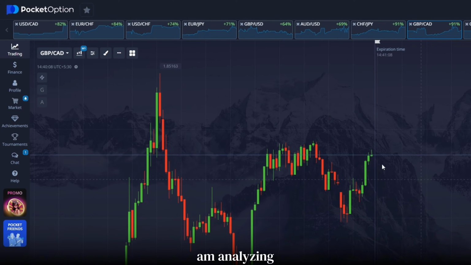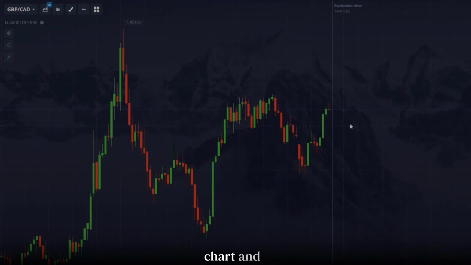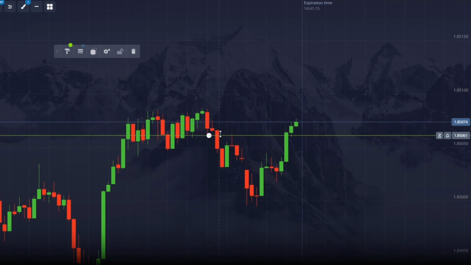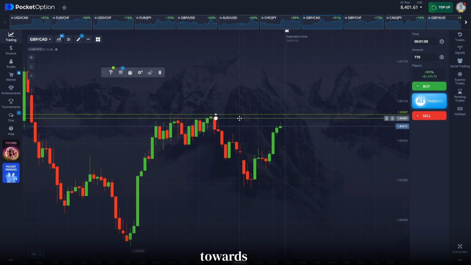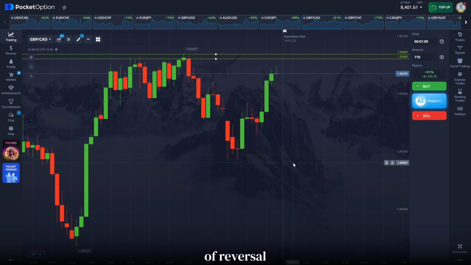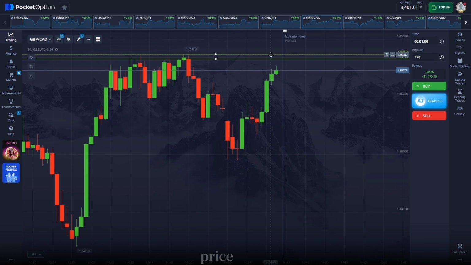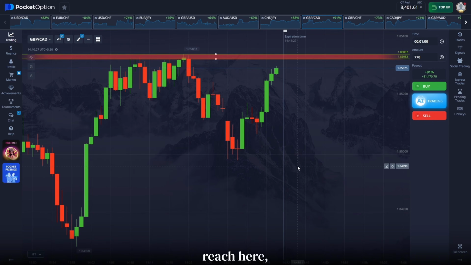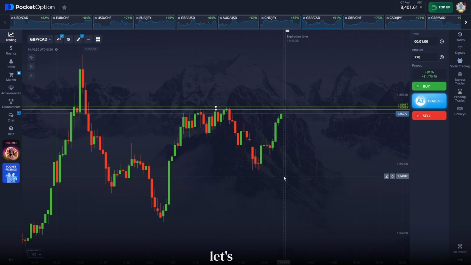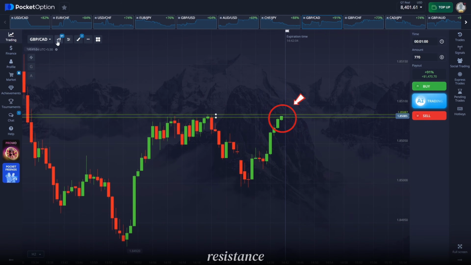Right now I am analyzing British pound CAD chart and I have a trading opportunity here. The price is approaching towards a major resistance and chances of reversal are really high. Let's wait now for the price to hit this zone. Once price reaches here, I will look for confirmation and will place my trade. Let's wait now. Price hit the resistance zone.